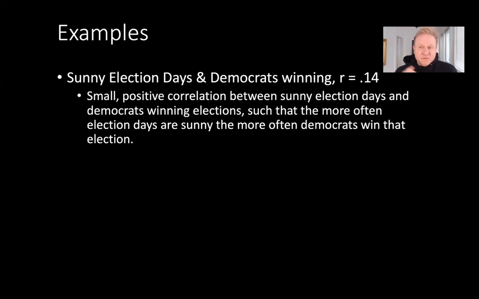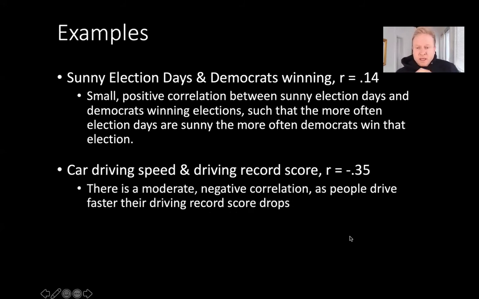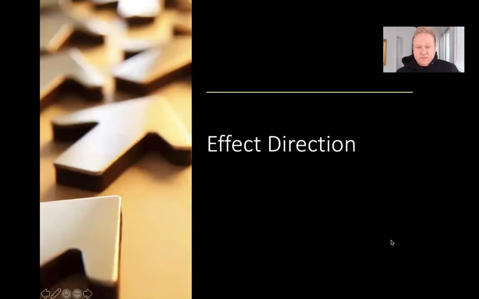But probably the opposite might be stronger, that rainy days. So you would want to take a look at what rainy days would do. But 0.14 isn't a very big number. But let's take a look at car driving speed and your driving record score. Notice how it's a negative number, and it's kind of big. It's about a medium size. So what this means is that the faster you drive, the lower your driving record score as kept by the insurance company would go. So the way that we would interpret this one is that there's a moderate negative correlation. As people drive faster, their driving record score drops.